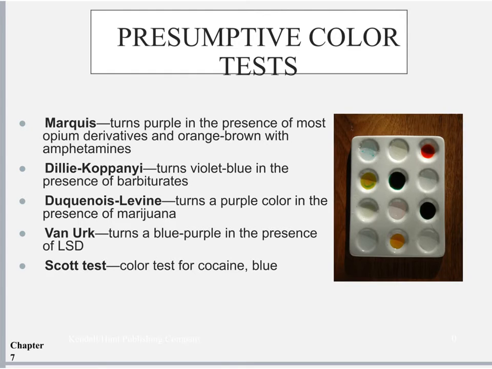So here are some different reactions. You can see over here to the right in our picture where we have different drugs that are within each of these chemical wells. And then if we use different colored reagents like Marquis, Duquenois-Levine, the Van Urk, or the Scott's test, it's going to generate a certain color for a certain illicit drug. So for example, the Scott test turns cocaine blue, whereas the Marquis turns purple in the presence of opium and orange-brown with amphetamines. So each of these are going to generate different colors. And again, just a quick little spot test for some of our law enforcement and first arrivers to be able to identify the substance.